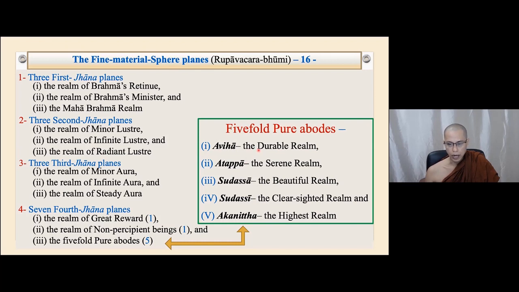So the first one, Aviha, durable realm, less long. Now we will see the lifespan later in this lesson. And Atappa, serene realm, stable, and Sudassa, beautiful realm, and Sudassi, clear-sighted realm. The names emphasize their special qualification, but they bear all the good conditions related to all the realms. Then the highest realm, the Akanittha, is the highest one in the five pure abodes.